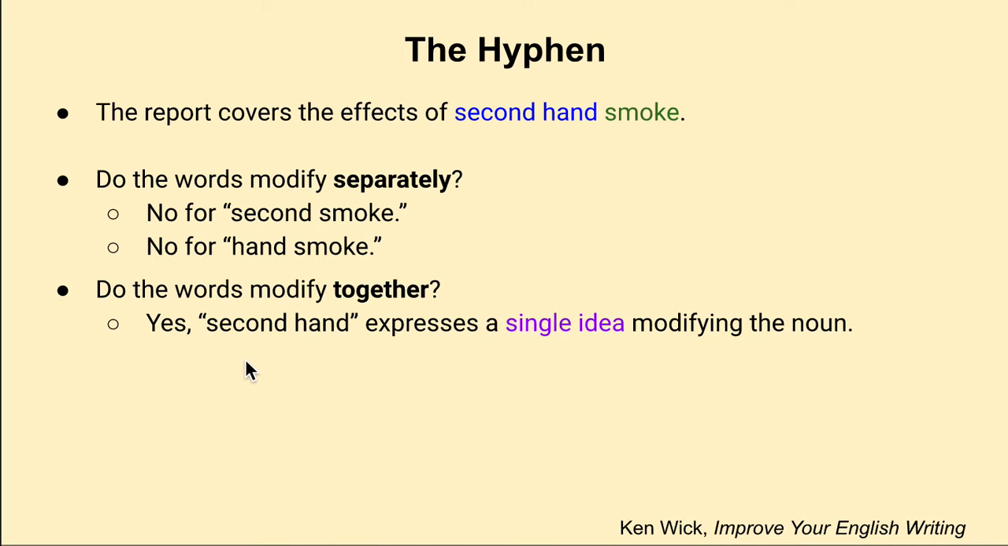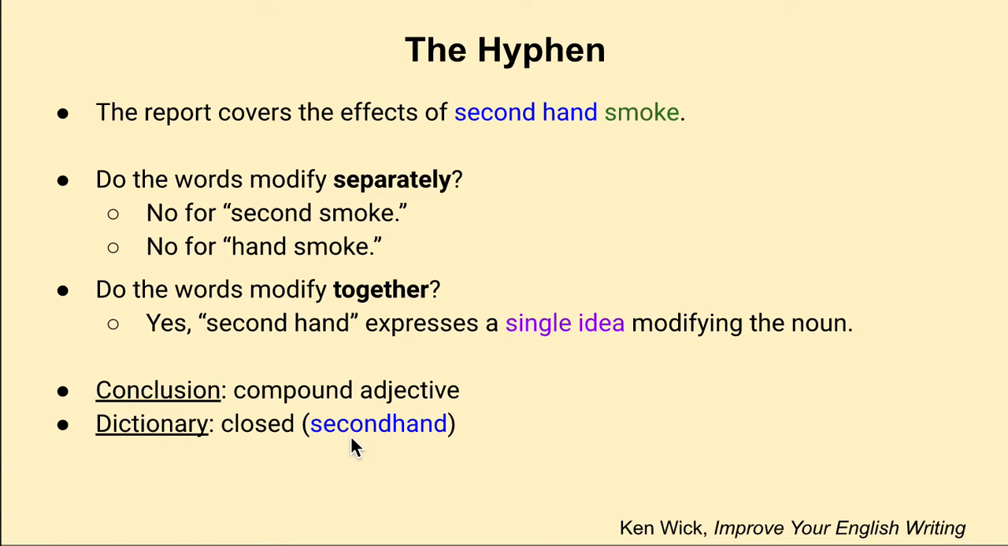Since they modify together, then we know they're forming a compound adjective. So conclusion: compound adjective. When we check the dictionary, it says it's a closed adjective. So it would be: the report covers the effects of secondhand, all one word, smoke.